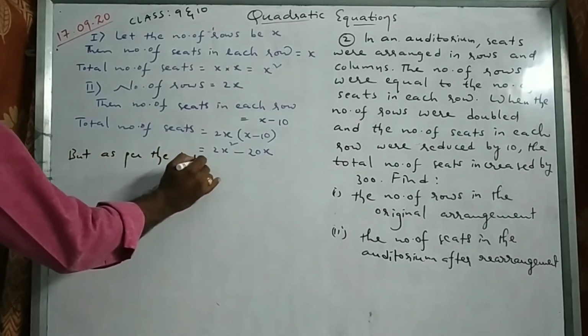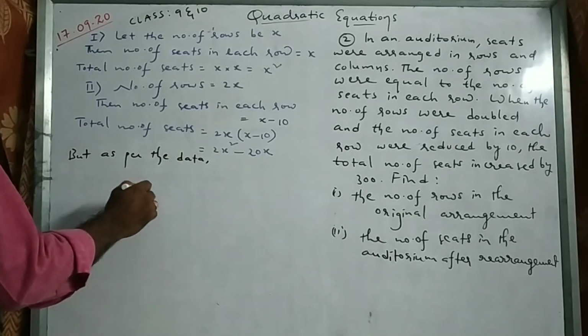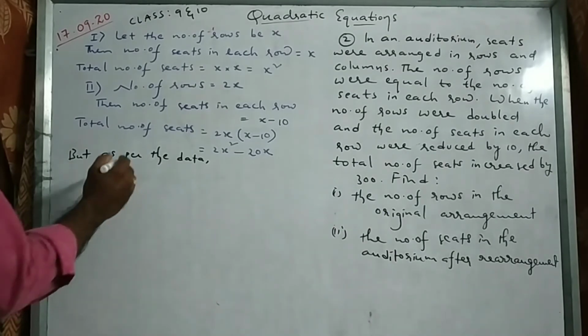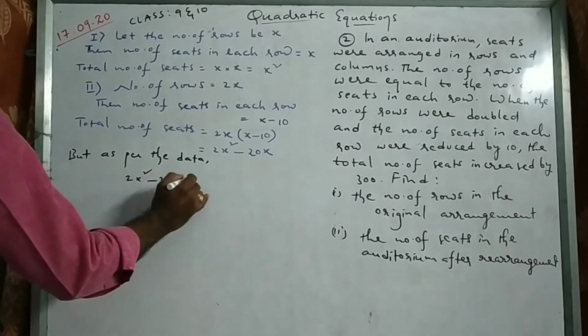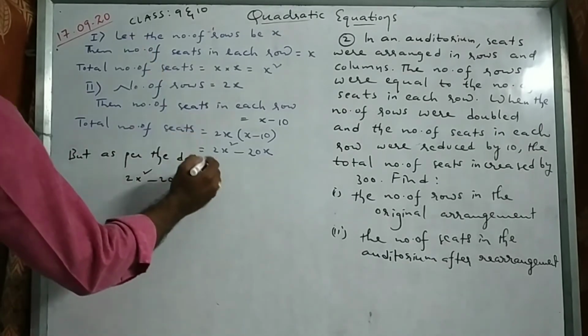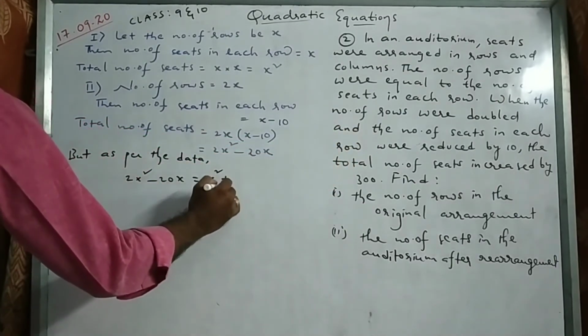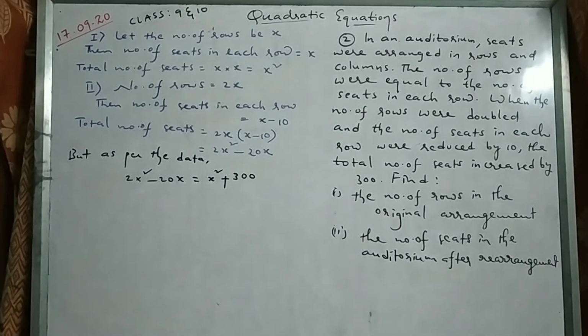But as per the data, what is the condition? The total number of seats increased by 300 after doubling the rows and reducing the seats in each row by 10. Second case, what do you have here? 2x square minus 20x equal to, previously how many seats are there? x square. How many increased? So plus 300. Is that clear? Increased means plus 300.